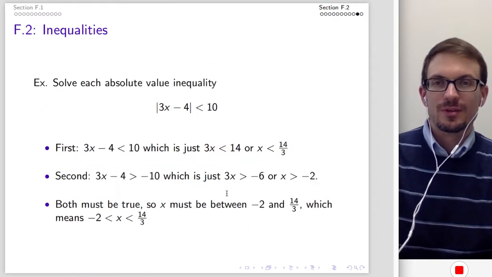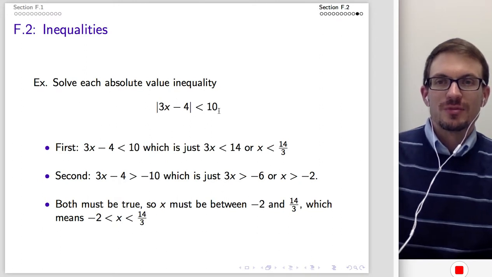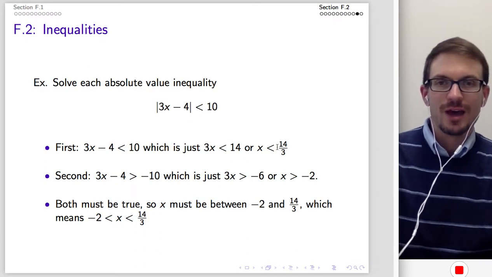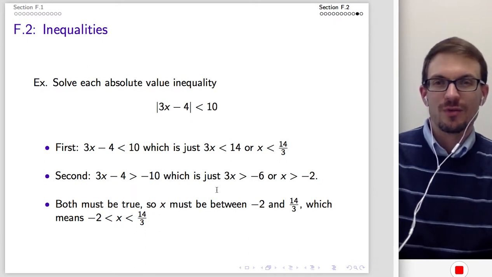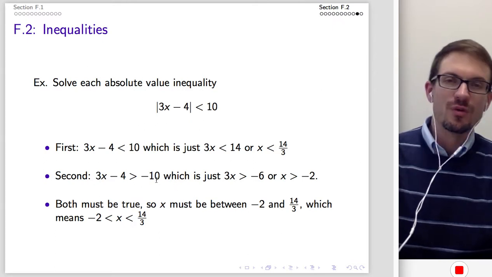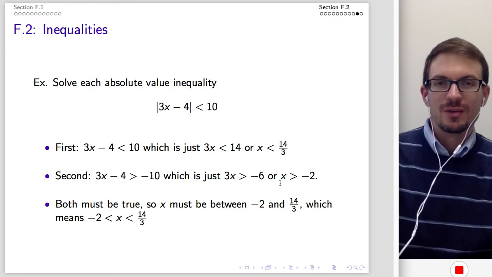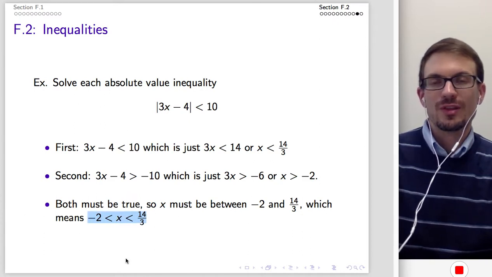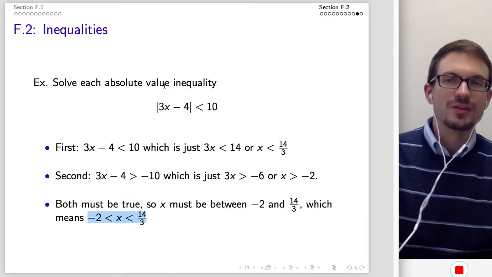All right. So let's solve each absolute value inequality. If we solve the first one, just move the 4 to the other side, divide through by 3, and we have x is less than 14 thirds. What about this one? 3x minus 4 is greater than minus 10. Let's move the 4 to the other side, divide through by 3. We have x must be greater than negative 2. So here's our statement. x must be between negative 2 and 14 thirds. And you can try some values.